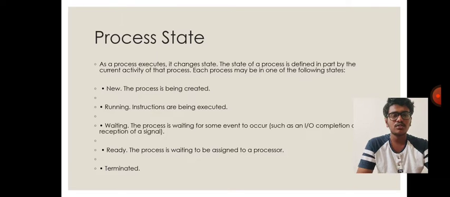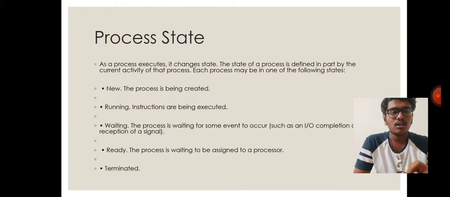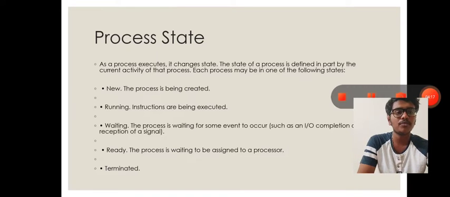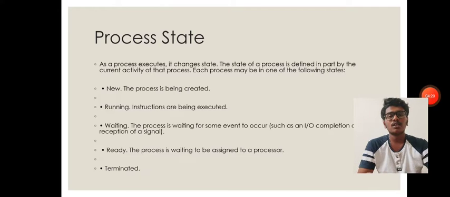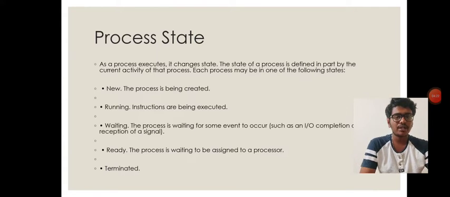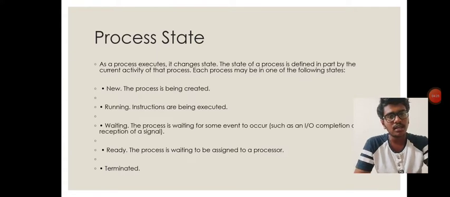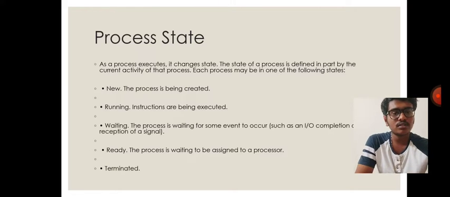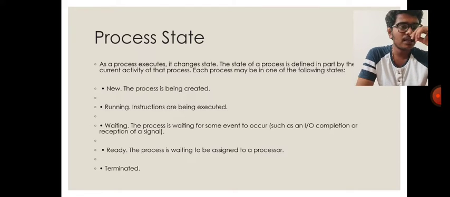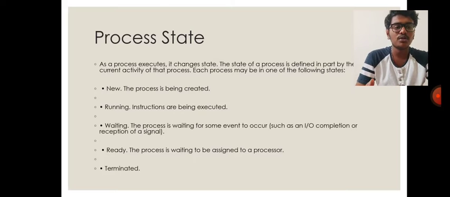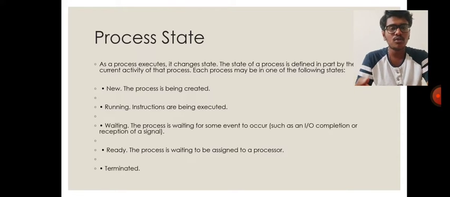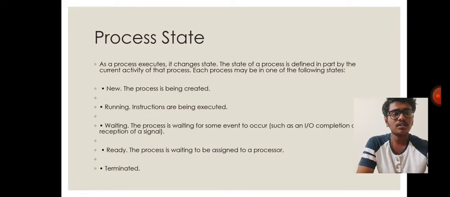As a process executes, it changes state. The state of a process is defined in part by the current activity of that process. Each process may be in the following states: new, the process is being created; running, the instructions are being executed; waiting, the process is waiting for some event to occur, such as an input output completion or reception of a signal; ready, the process is waiting to be assigned to a processor; and terminated. These are the process states.